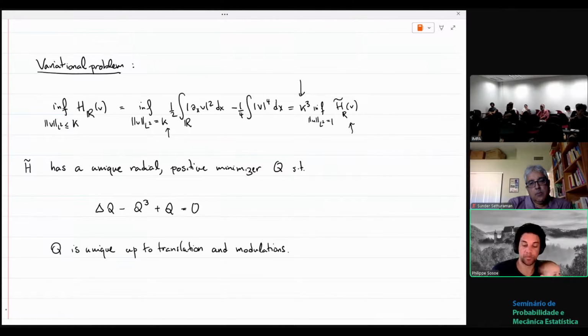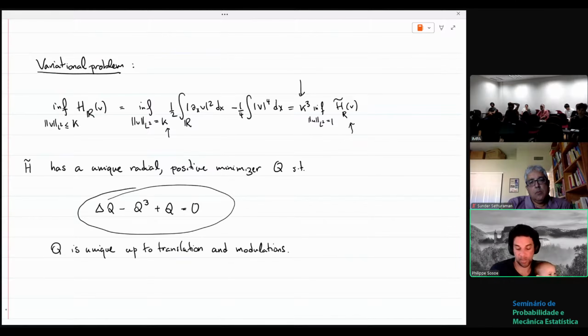So if you ask for the minimizer of this, you cannot get one single function, but you can classify them. If you ask that it be positive and radial, so you remove this translation invariance, then the minimizer actually has this form. It's the solution of this elliptic equation. This elliptic equation was also very well studied in the 80s and early 90s, this type of nonlinear ground state equation. It's known to be unique up to translation and modulations as a minimizer of this. And this equation here is just the Euler-Lagrange equation for this variational problem.